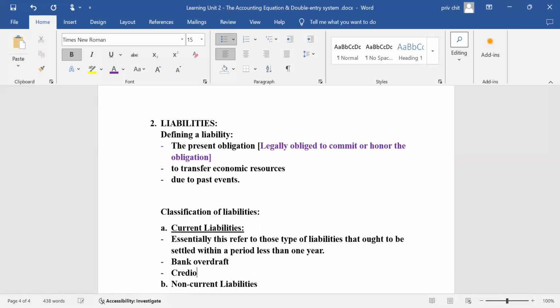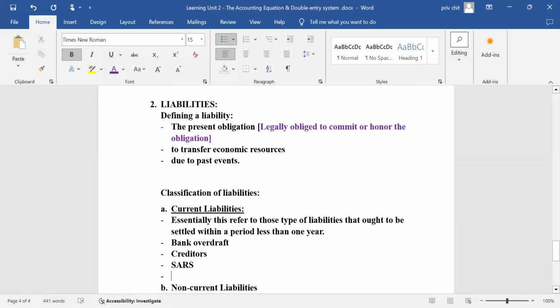Liabilities, current liabilities here would also involve creditors, people that you buy goods or items on credit from. It would also include SARS, right? That is in the case where you have to deal with input VAT and the like. Are we together, young men? Yes. All right. Other examples of current liabilities besides bank overdraft, creditors, SARS, can also involve short-term loans.